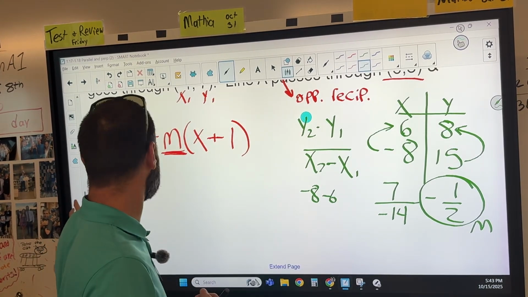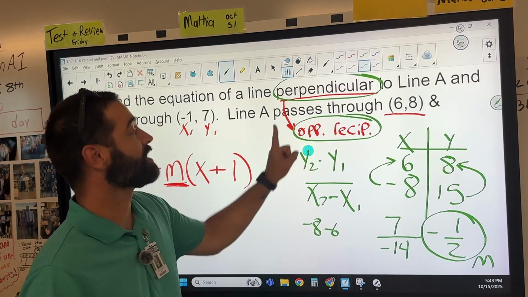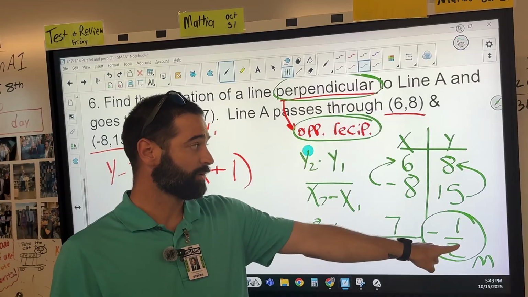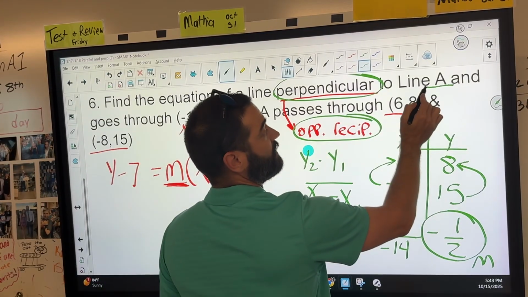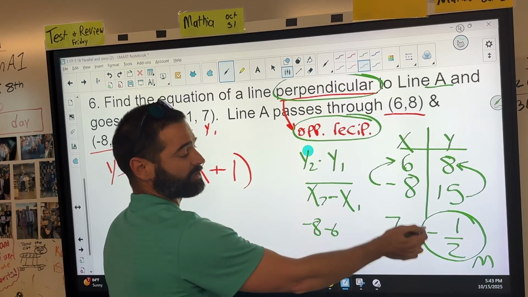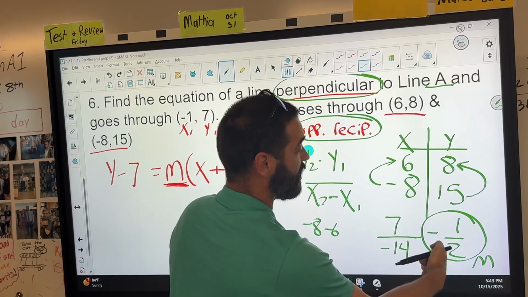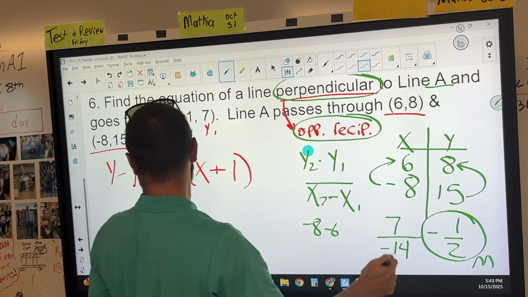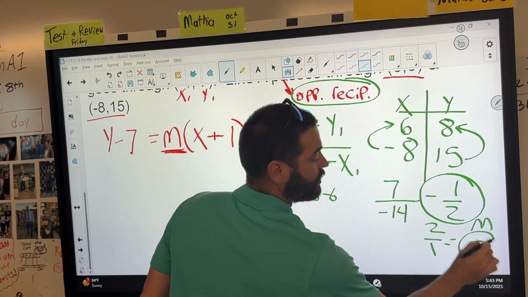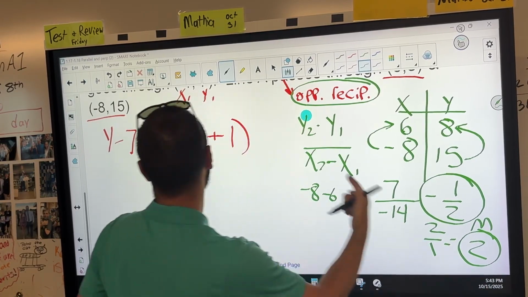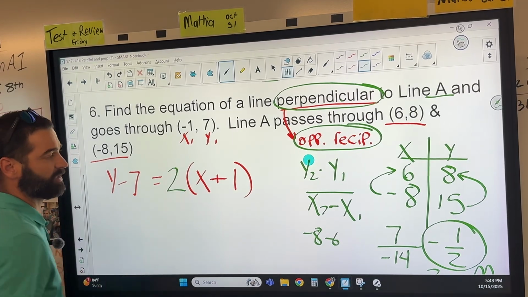Our line does not, though, because our line is perpendicular to line A. So the opposite reciprocal of that slope. We did all of this just so we know the slope of line A so that we can find our perpendicular slope. Opposite reciprocal means to flip it and change the sign. So ours is going to be positive 2 over 1 or 2. So our slope, come back up here, is going to be positive 2.